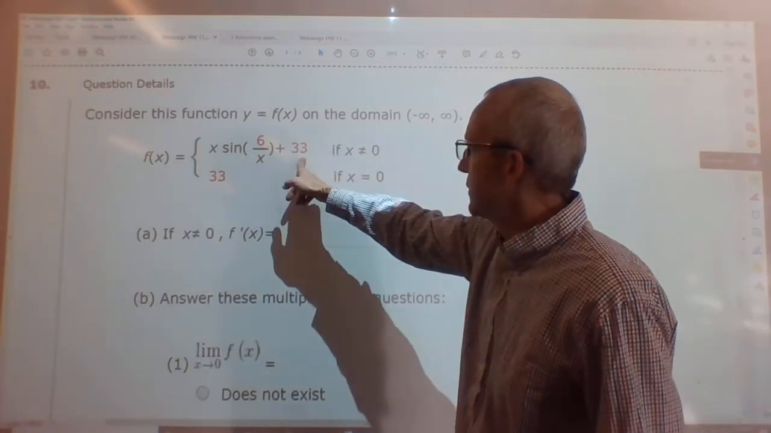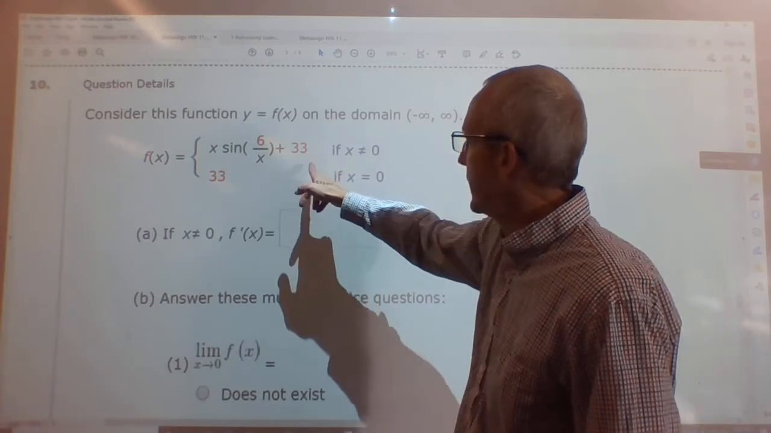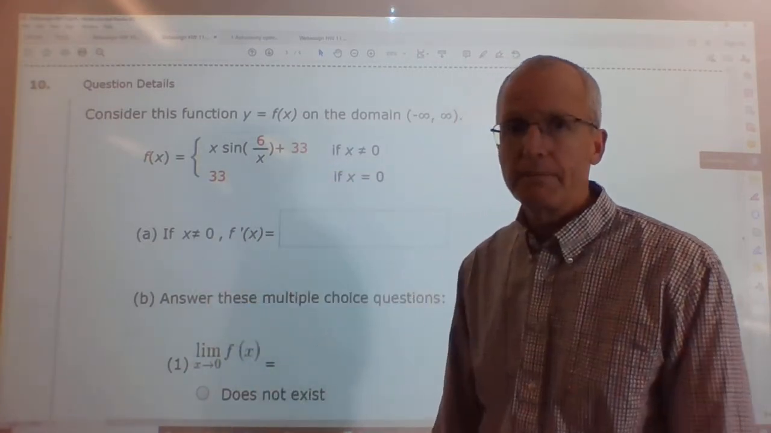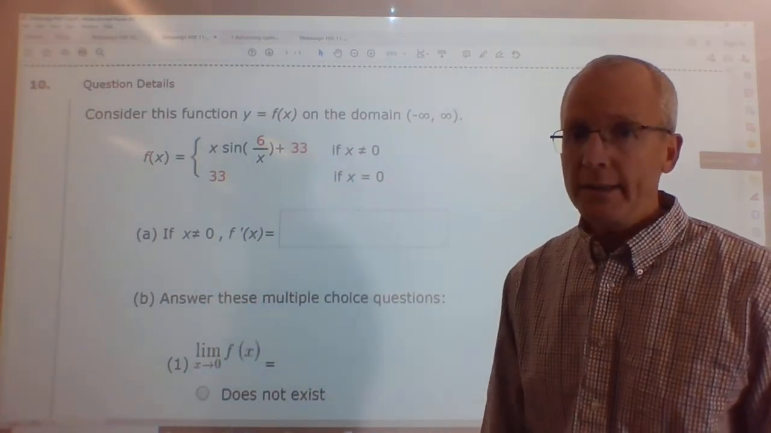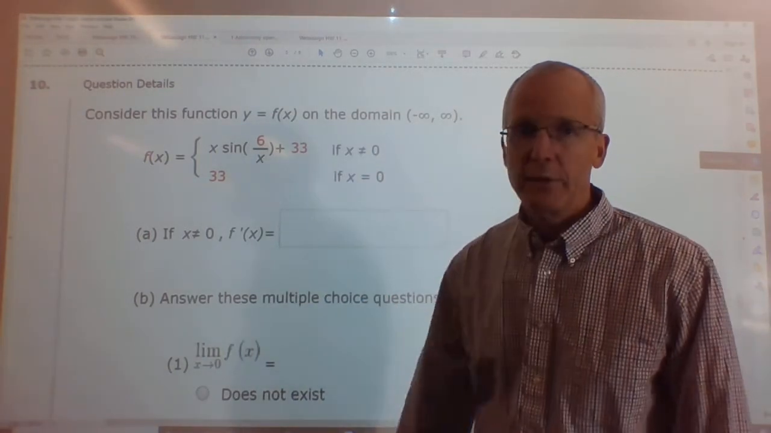When x is not 0, which means when x is bigger than 0 or less than 0, it's this. But only when x is 0, they're going to say it's 33. Okay, that seems like a reasonable thing to say. So this function is defined everywhere.